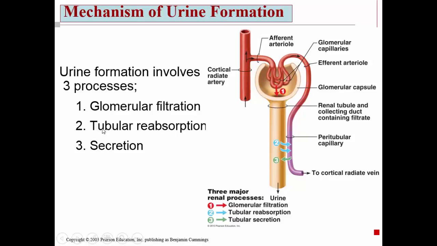The second step is called tubular reabsorption, and this actually occurs farther down on the nephron in the proximal convoluted tubule. And in this situation, a large amount of ions and fluids are reabsorbed back into the peritubular capillaries.